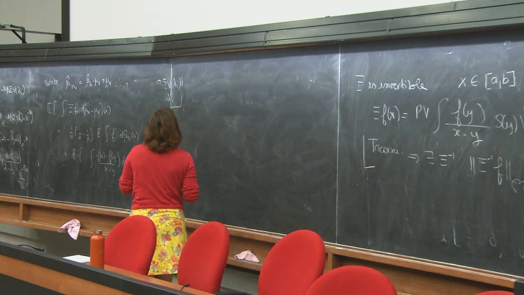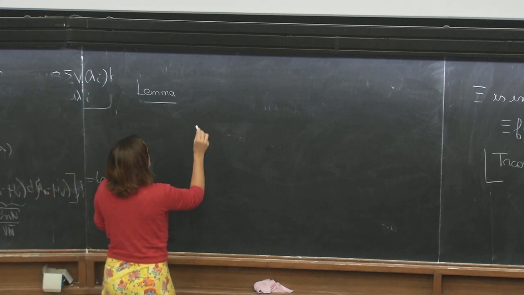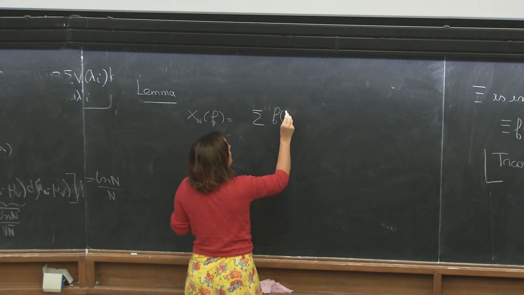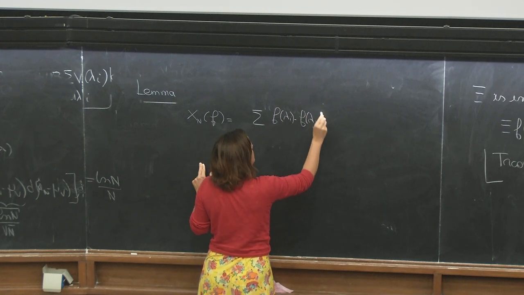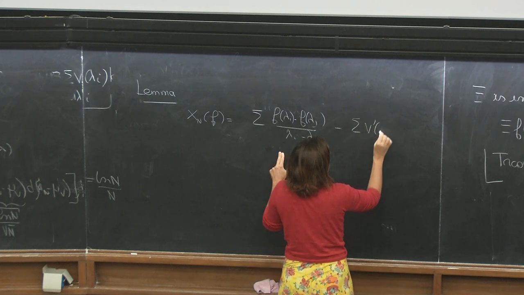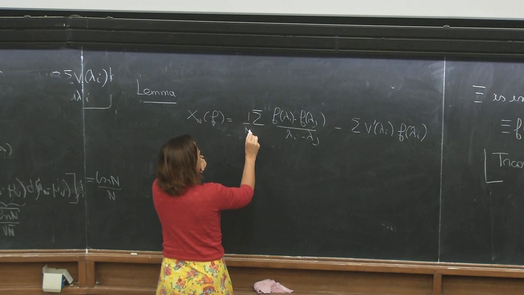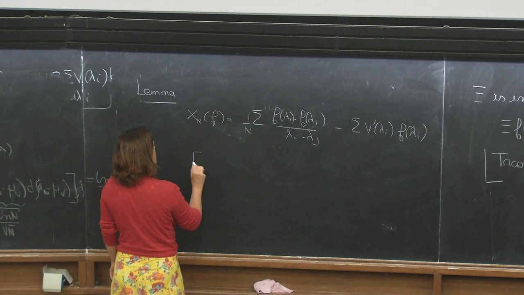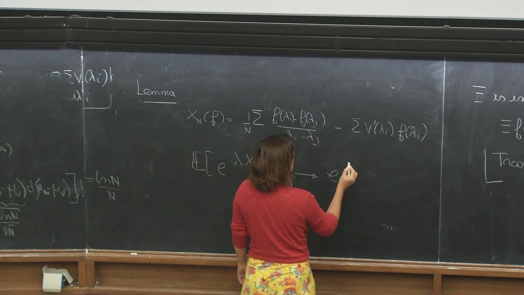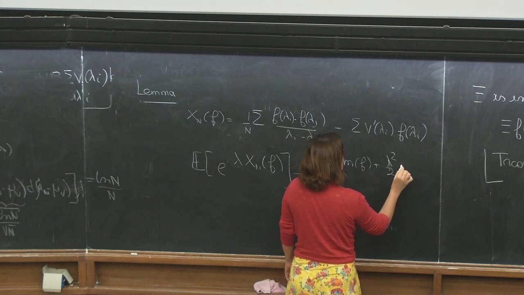And so what will be the lemma? The lemma will be that if I look at some variable, which is the sum of (f of lambda i minus f of lambda j) divided by (lambda i minus lambda j), minus the sum of v prime of lambda i times f of lambda i, times 1 over n, then what I can show you is that the expectation of lambda xi n of f converges towards some M of f plus lambda square sigma of f.